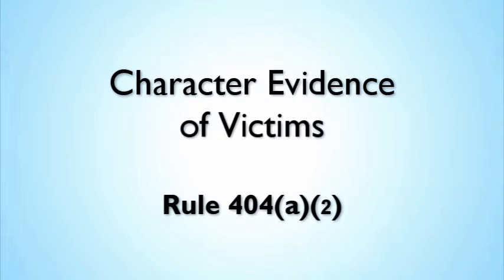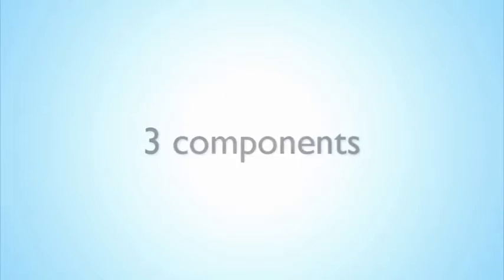Let's now turn to the second exception to the character propensity ban contained in Rule 404(a), namely Rule 404(a)(2), which allows a criminal defendant in certain situations to introduce character evidence of a victim. Like Rule 404(a)(1), Rule 404(a)(2) has three chief components.